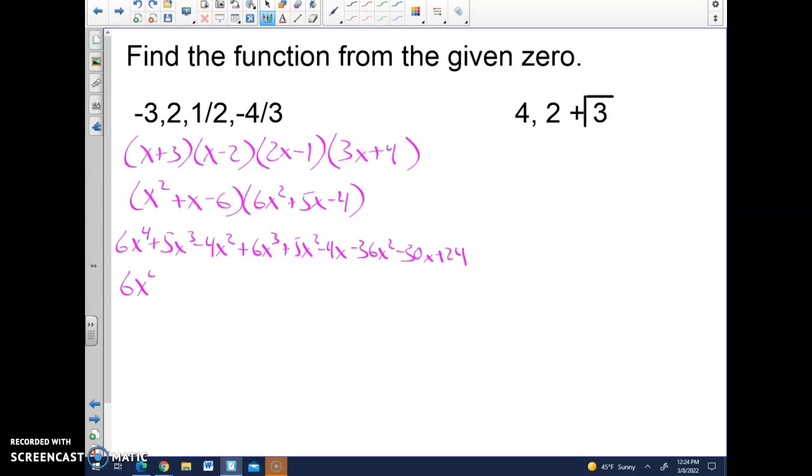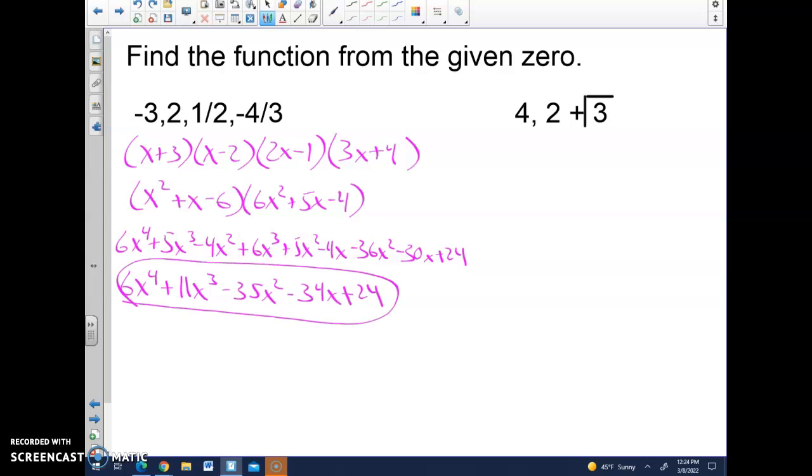So when I combine my like terms, 6x to the fourth, 11x cubed, minus 4x squared plus 5x squared minus 36x squared is a minus 35x squared, negative 4x and negative 30x, negative 34x plus 24, and that's my answer.